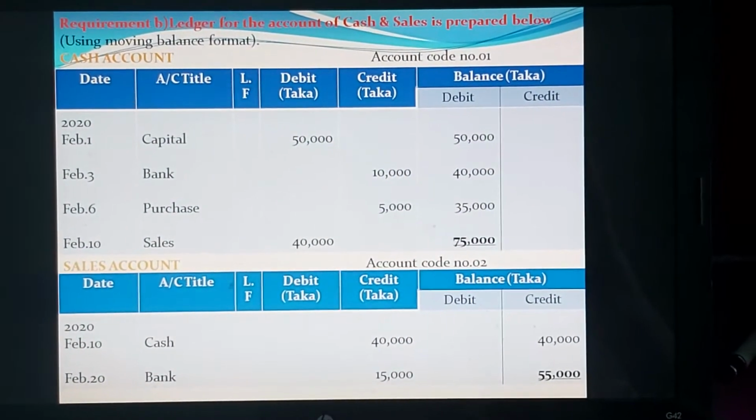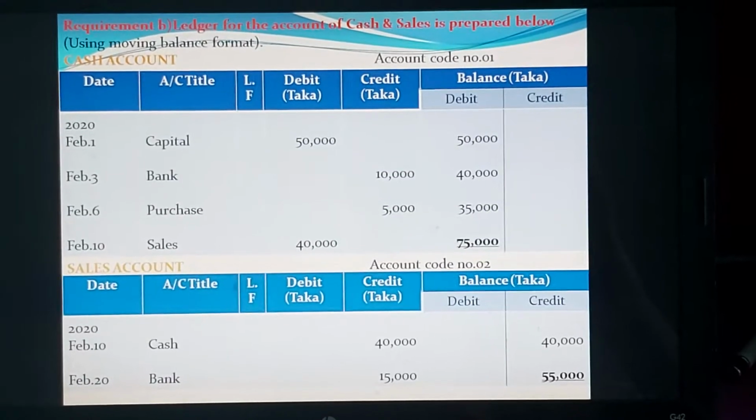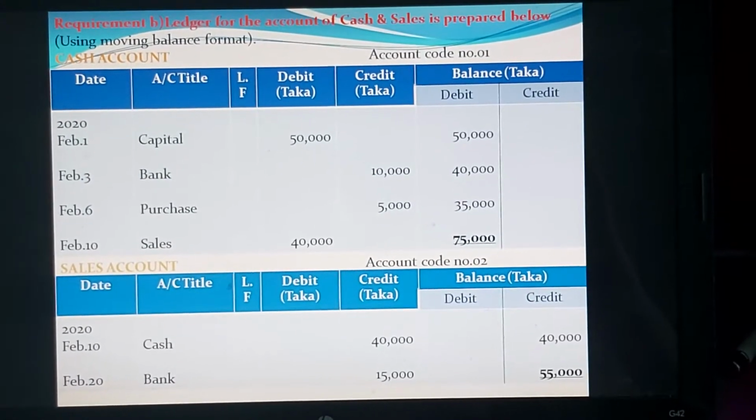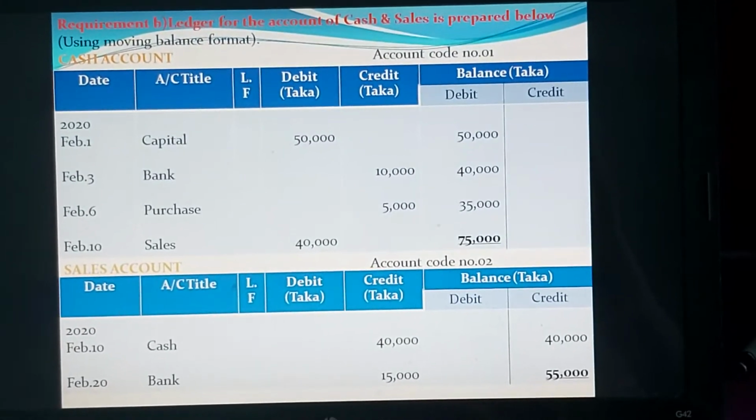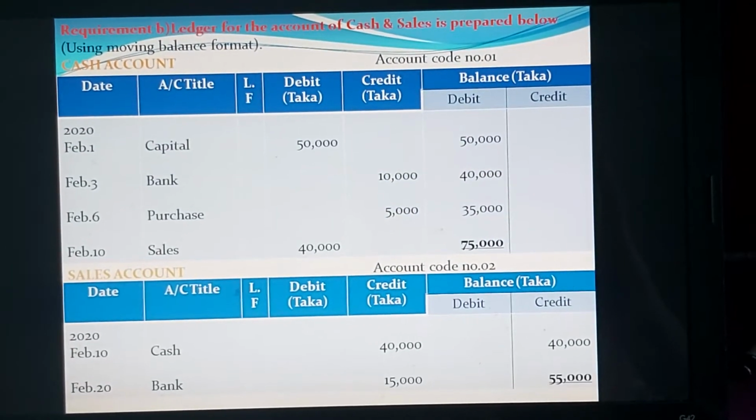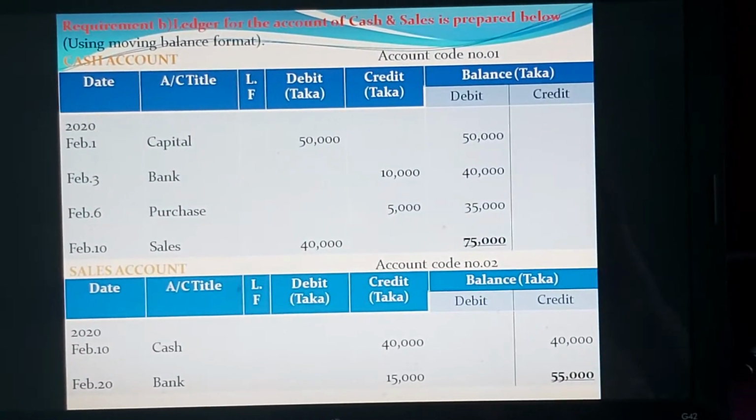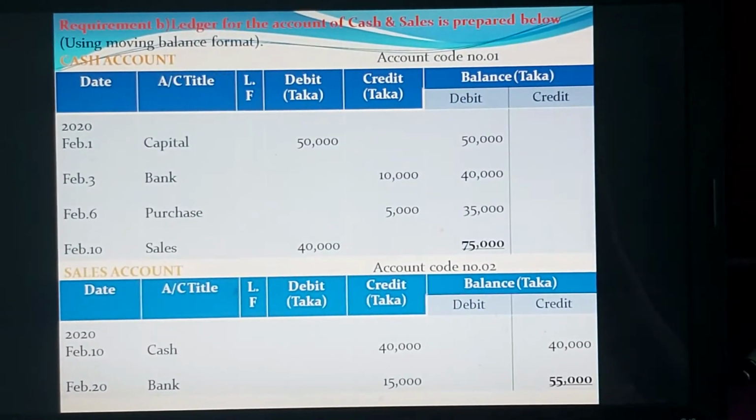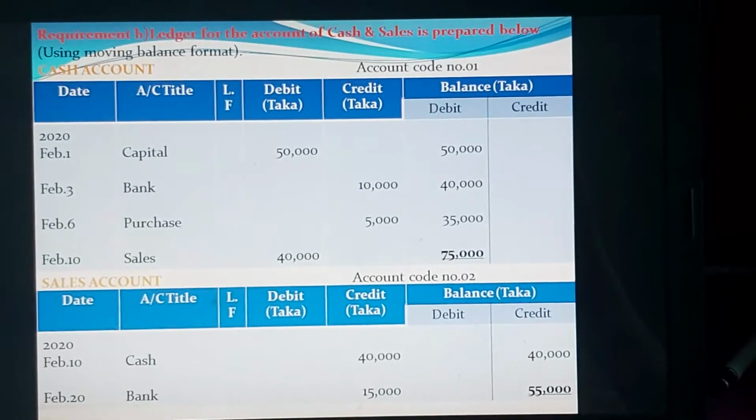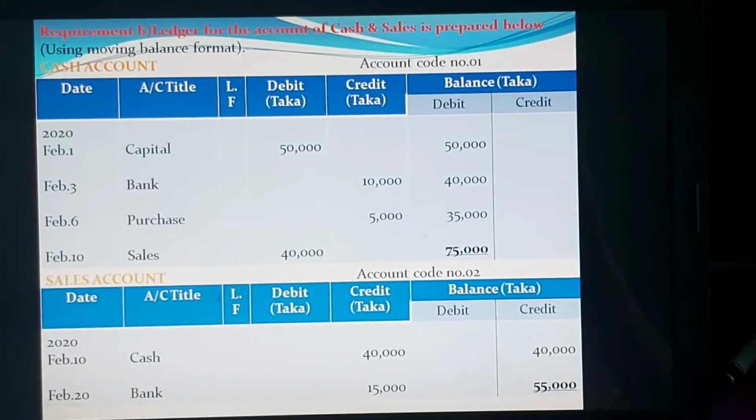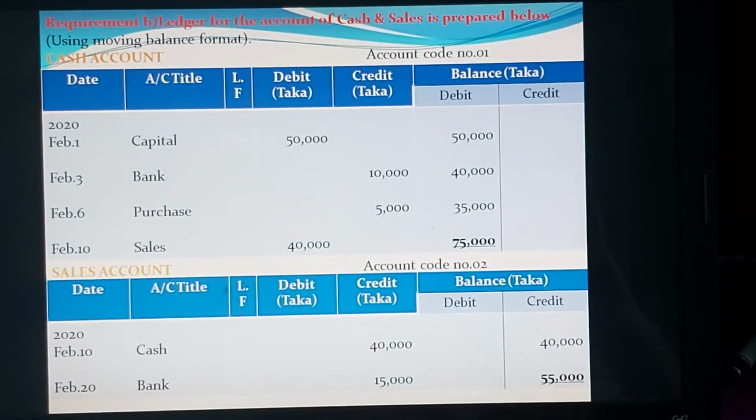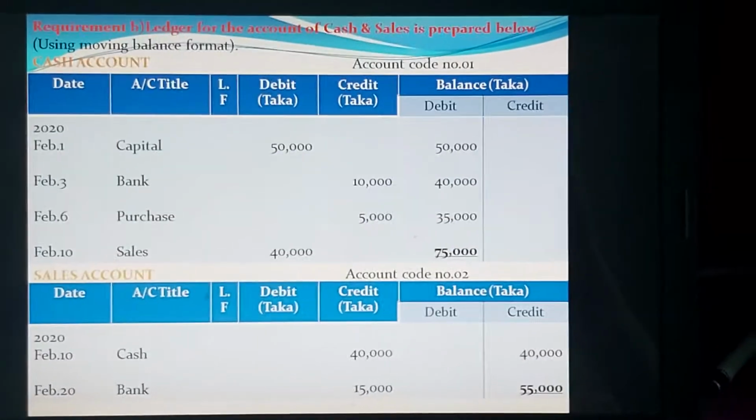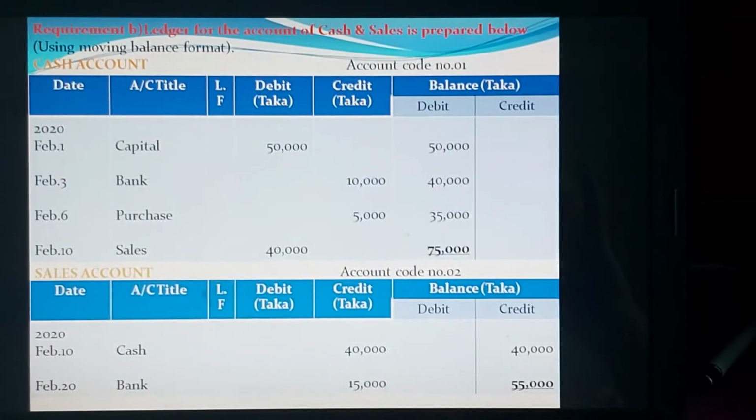For the first transaction, cash account debit taka 50,000. I have written 50,000 in the debit taka column. On February 1, the total balance at this moment is taka 50,000, because no balance was available before February 1. So when debit posting is taka 50,000, the available balance is debit taka 50,000.